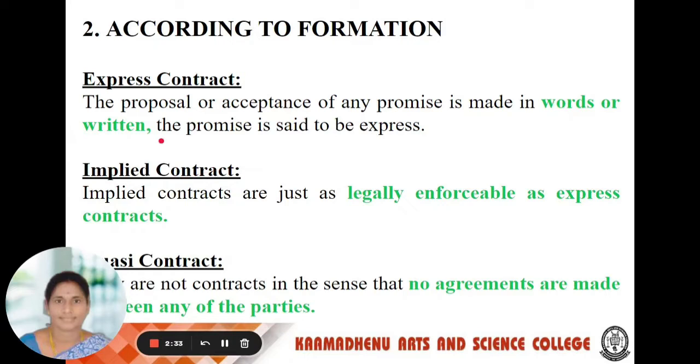What is the example of this contract? A sends a text from the phone to B, proposing to sell their bike for a cost of 10,000. B calls the first person and agrees to the terms of the promise. Both the parties accept. That is called the express contract.